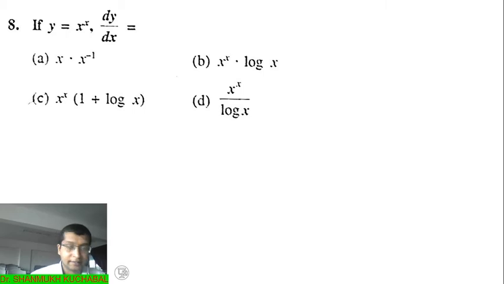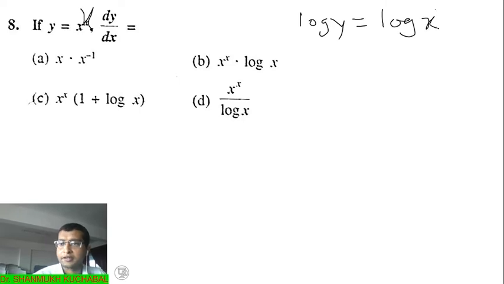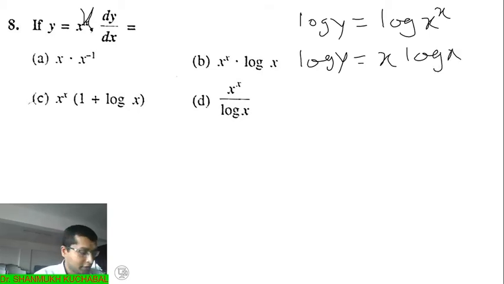So we observe that x is a variable and its power x is also a variable. If a variable is raised to a variable, then we have to take log on both sides. So taking log, we get log y equal to log x raised to x. Using a property of logarithm, we get log y equal to x times log x. So further we have to differentiate this one.